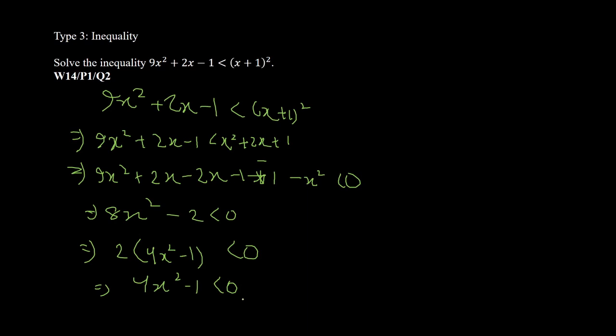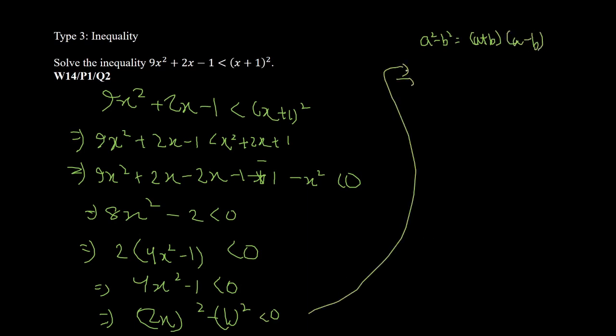What we can do is that, because it's in the form of this thing, let's say this whole thing is (2x) whole square minus 1 square, we can use the formula a square minus b square, which is going to be (a plus b)(a minus b). So we can write this as (2x plus 1)(2x minus 1) less than 0. So now take a look at this carefully.